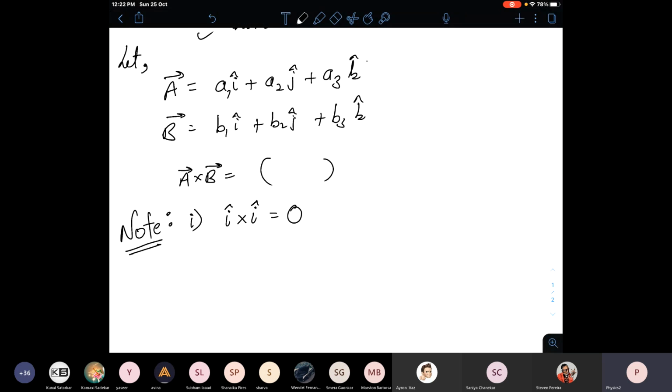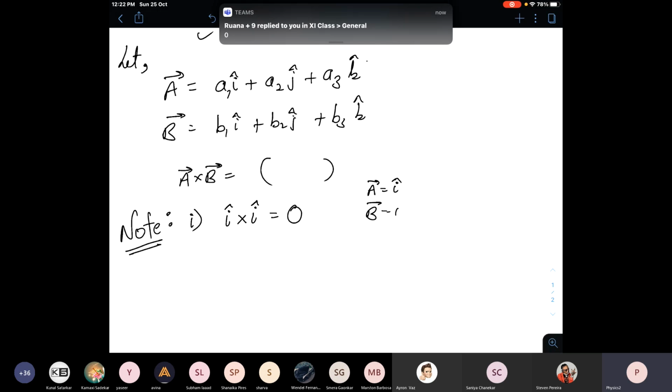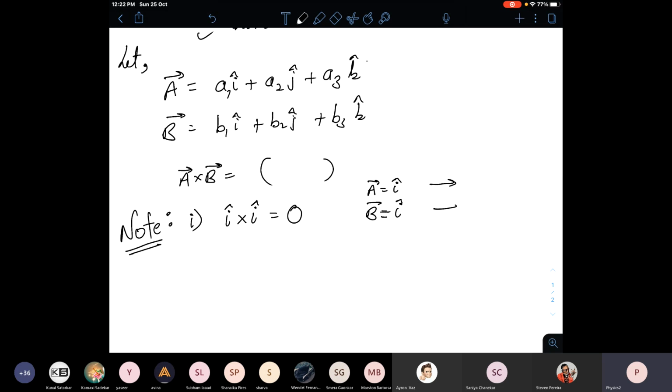Okay, why 0? Okay, just try to understand. I have a vector as I cap, b vector as I cap. Okay, that means a vector is also like this, b vector is also like this. So you can see that both are parallel vectors. Okay, both are parallel and equal vectors in fact. So magnitude is a different matter. The angle between these two vectors is 0 degree.